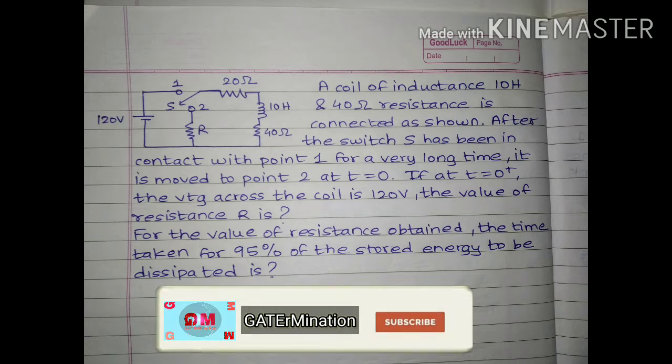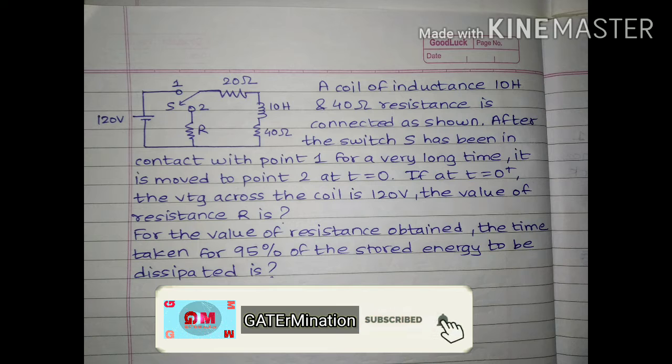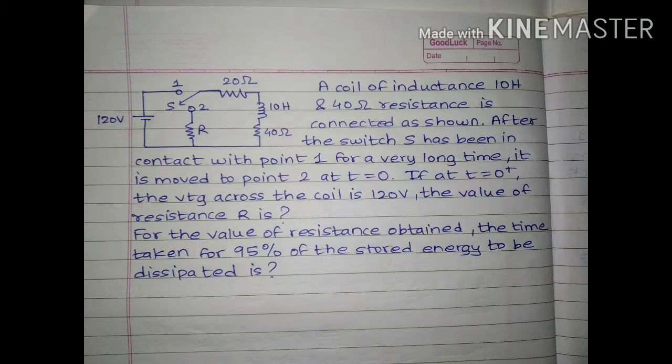This question has two parts. In the first part you have to find out the value of resistance, and in the second part you have to find out the time taken for 95% of the stored energy to be dissipated. So let's begin.